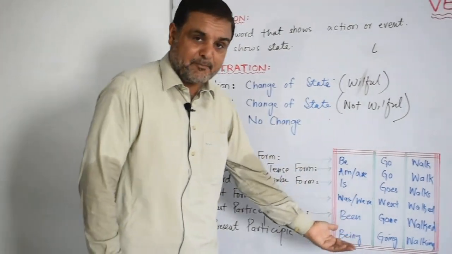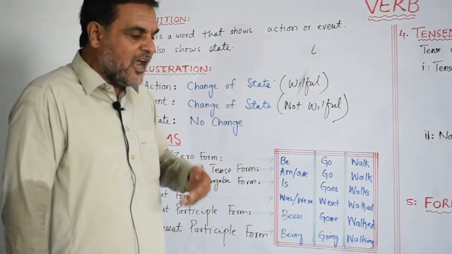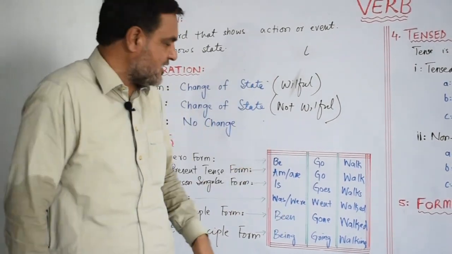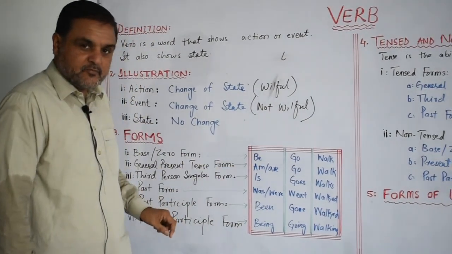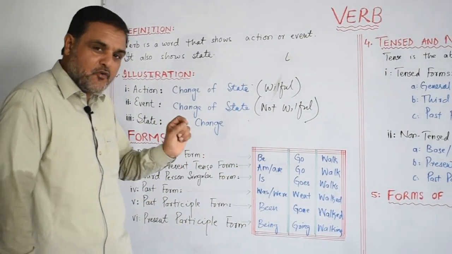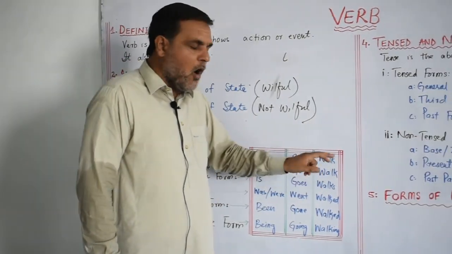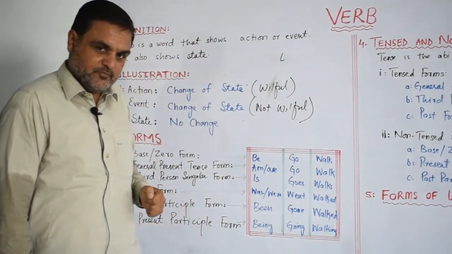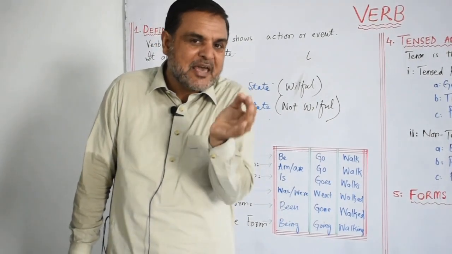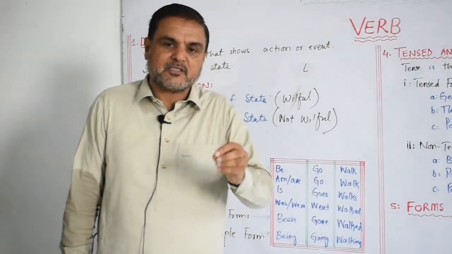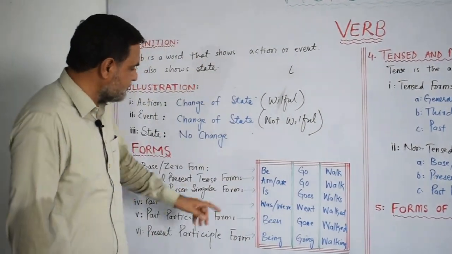And there are three examples in front of you to give you an idea of how these forms change and how they are different from each other. So, base form or zero form? Be is the zero form. Go is the zero or base form. Walk is the zero or base form. The simplest form is called the base form. The simplest form is called the zero form. Keep that in mind.